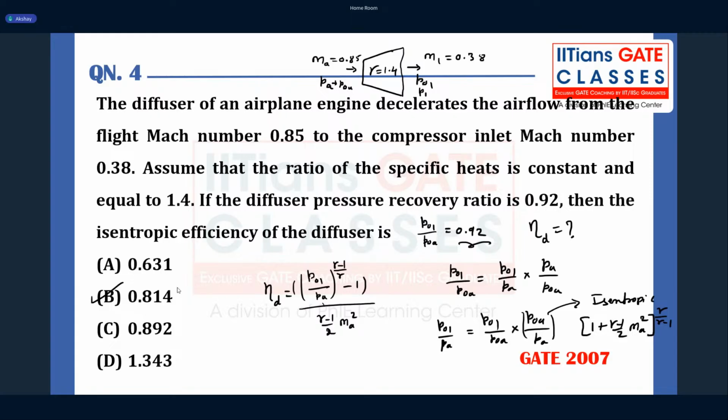This is how the actual GATE question would look. From our discussion you should be able to attempt this, right? Any doubt or anything you guys want to ask? Okay, in that case we can actually wind up this session.